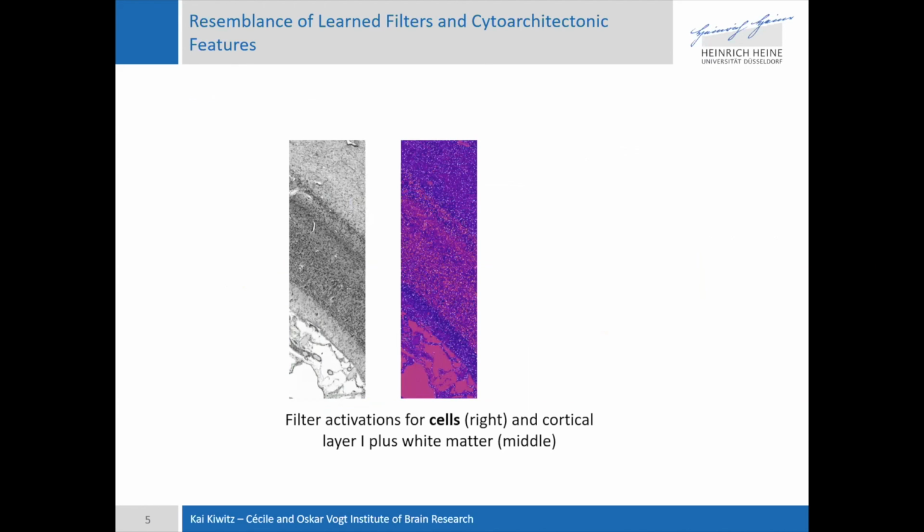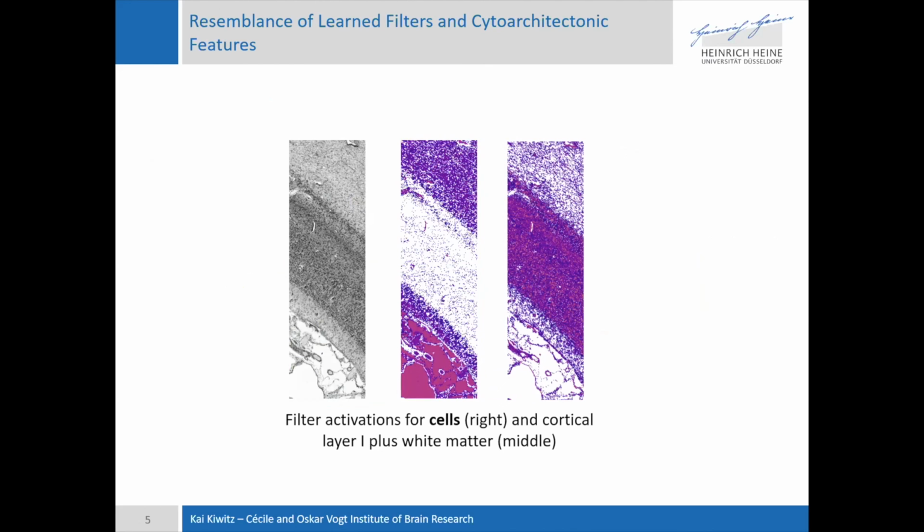tool, which has a convolutional neural network architecture, we found filter activations for cells, which you can see on the right side. We also found opposite filter activations for example, the cortical layer 1 and the white matter, which you can see in the middle. So already a first sign that the tool incorporates some cytoarchitectonic features.